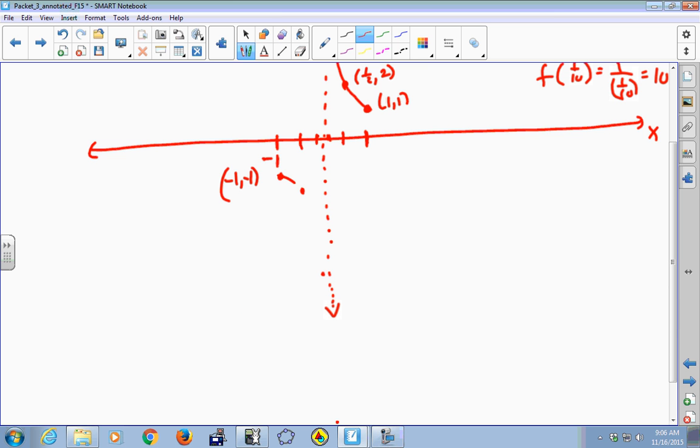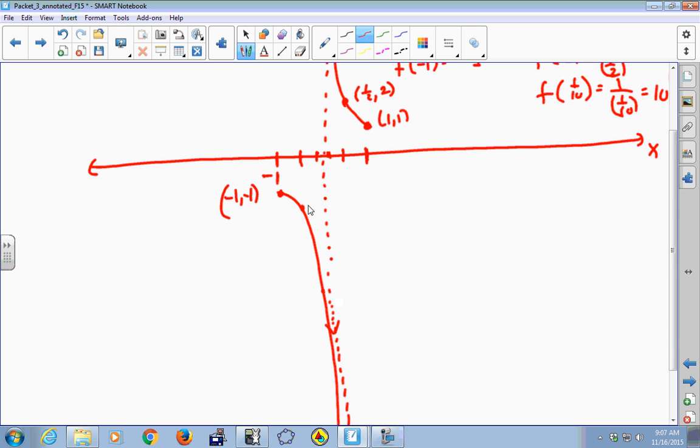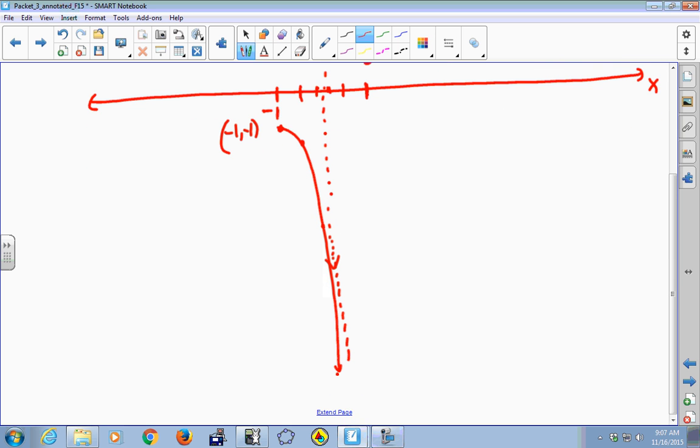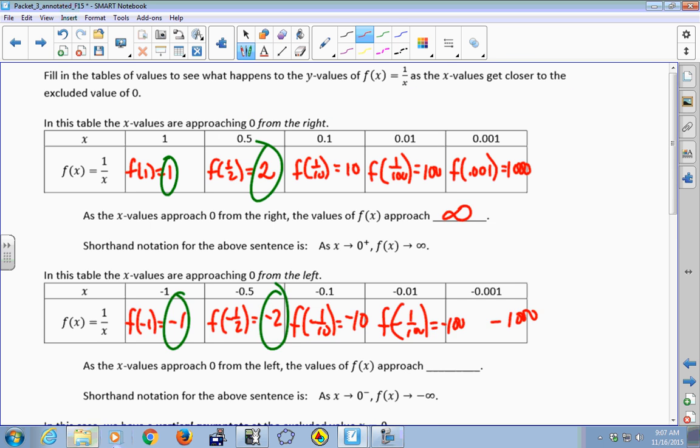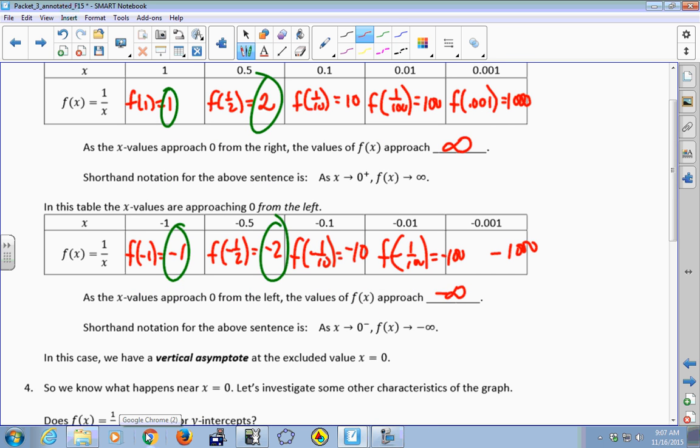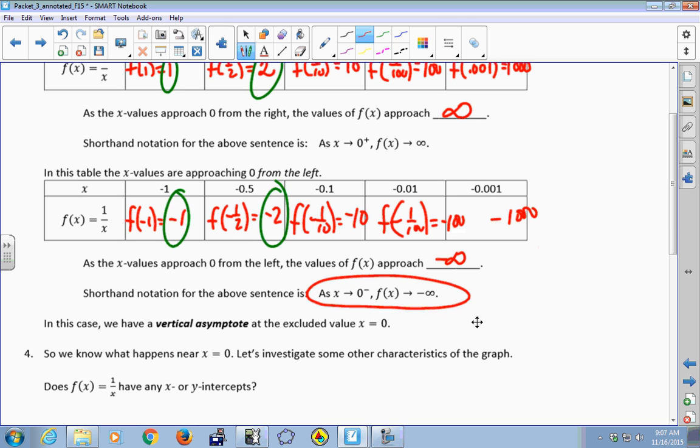All right, and so now the graph is approaching this vertical y-axis. It doesn't touch or cross it. So as x gets closer and closer to 0, coming in from the left-hand side, what's the value of my function approaching? -infinity, right? So the way we write that is as x gets close to 0 from the left-hand side, the value of my function gets very, very small. It decreases without bound, and we represent that with the symbol -infinity. So in this case, we have a vertical asymptote at the excluded value of 0.